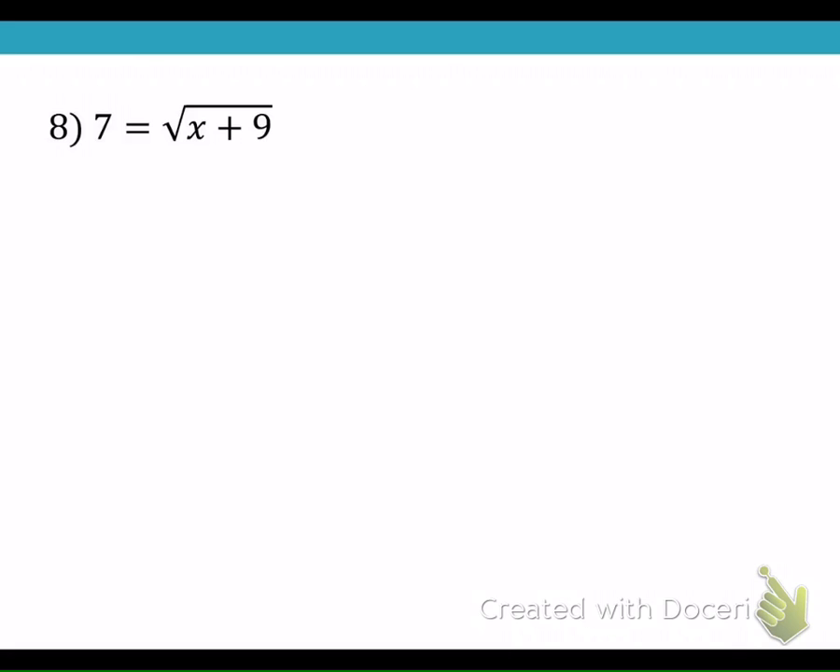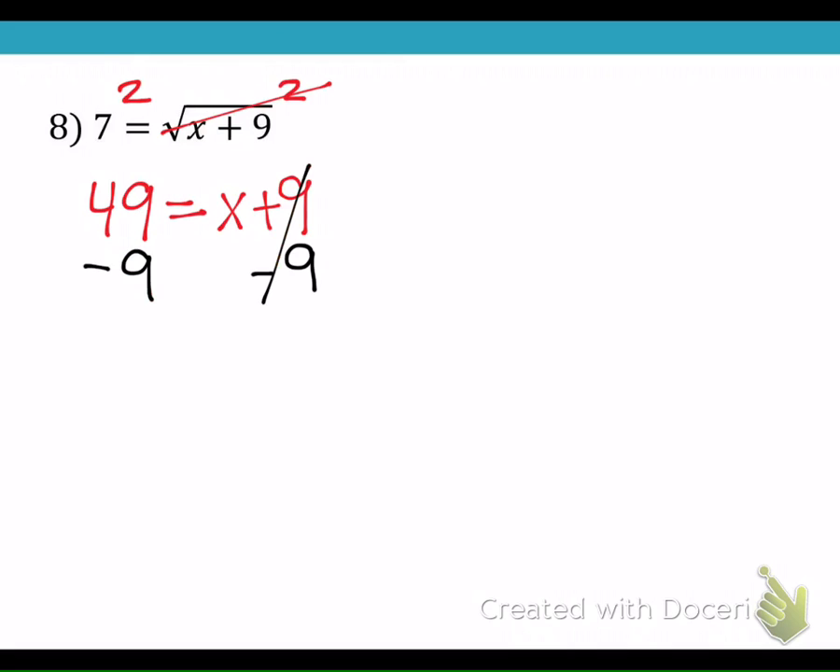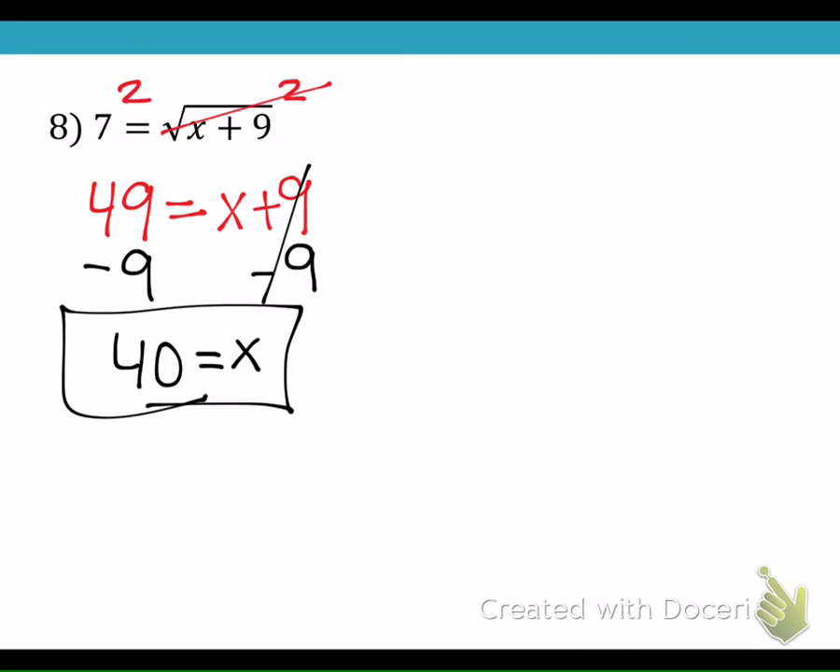Yeah, I want to undo the square root, so I'm going to square it. 7 squared is 49 equals, over here we just have the x plus 9. So I'm going to subtract 9, so 40 equals x.